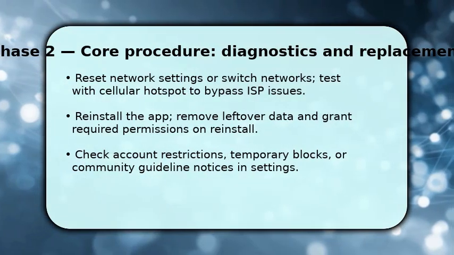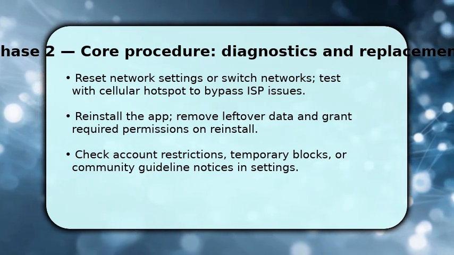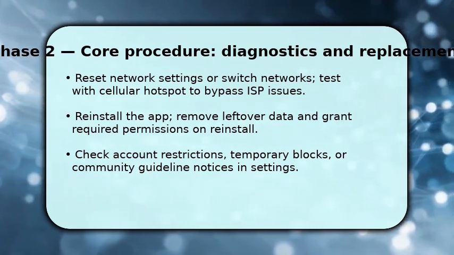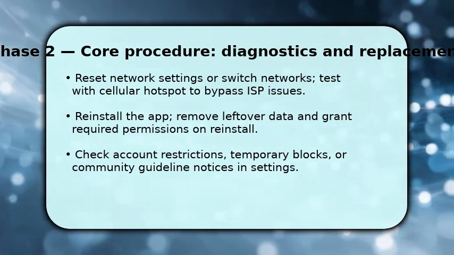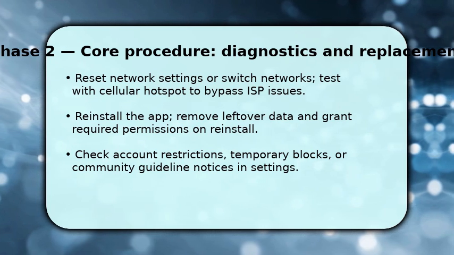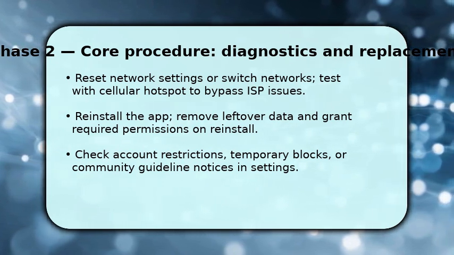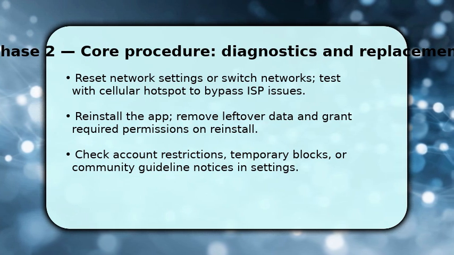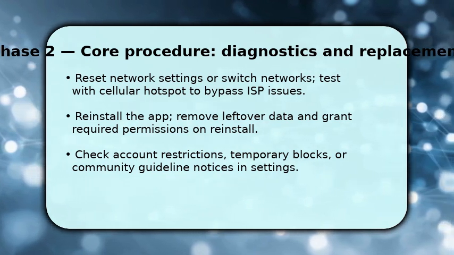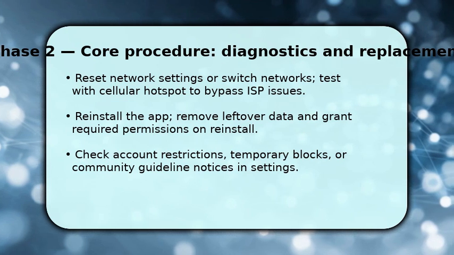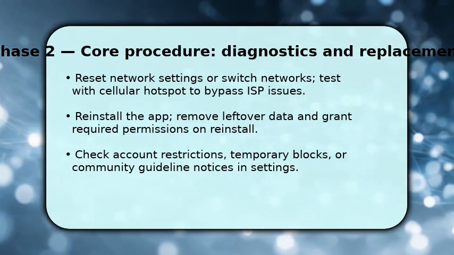You now dig into the middle steps. Reset network settings or switch to a different connection, because IP or DNS conflicts often produce that message. Next, uninstall and reinstall Instagram to remove corrupted files. After reinstall, regrant camera, storage, and network permissions so the app functions fully.